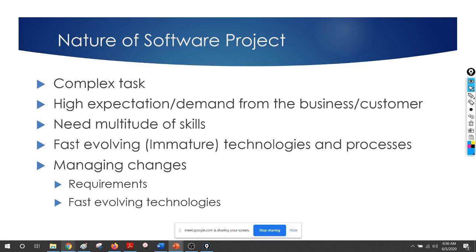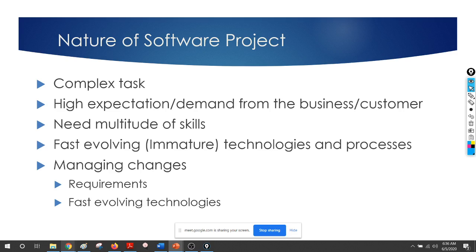So you have to work with a lot of immature technologies, right? Then there is the need of managing changes. The moment you start developing your project, your customer is going to come up with a lot of changes, right? That is the nature. I am talking about real world customers, not dead customers. Real world customers, because they are in a very dynamic, highly competitive business environment.